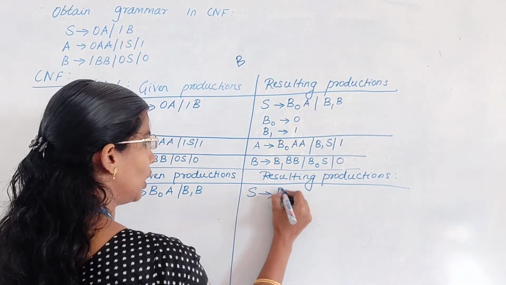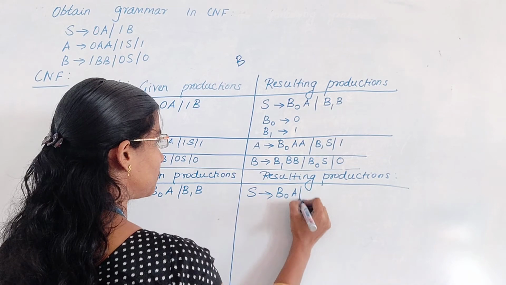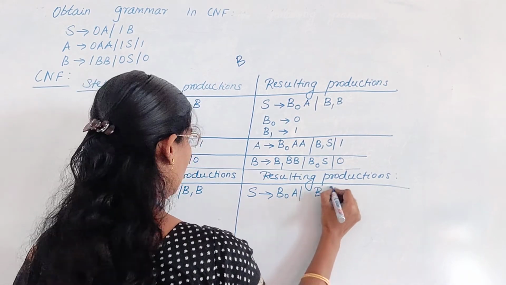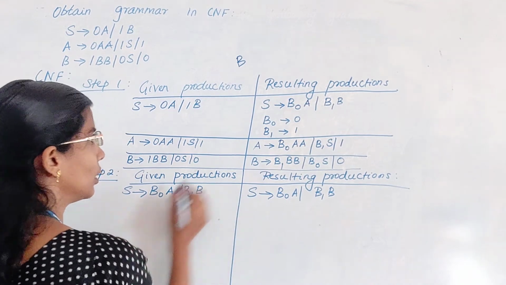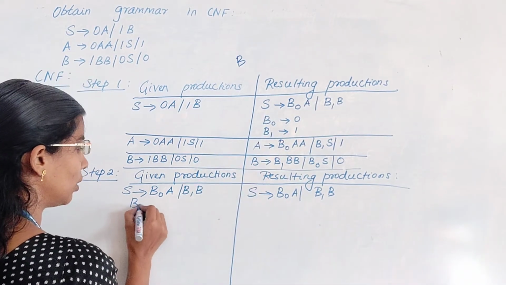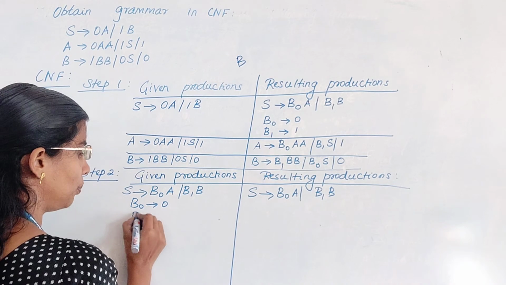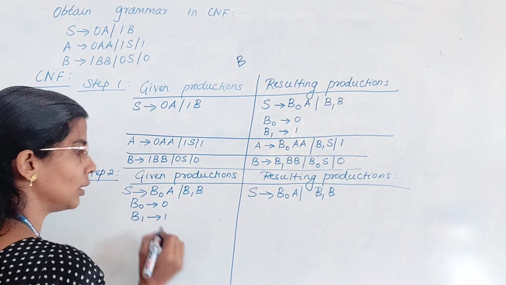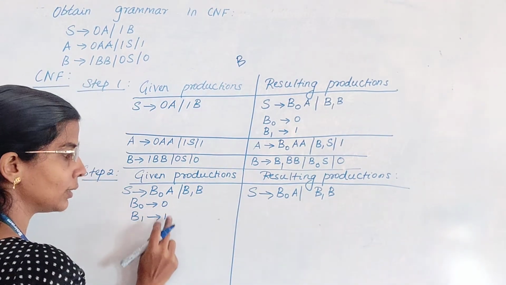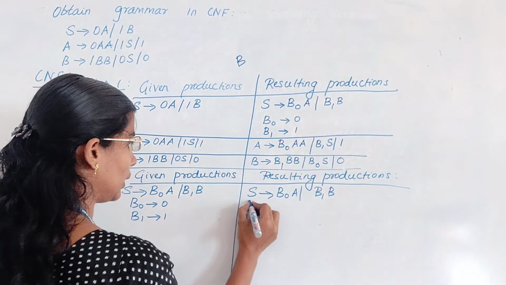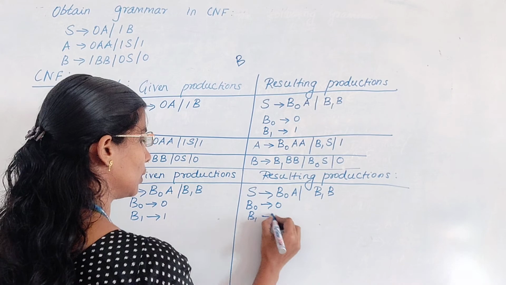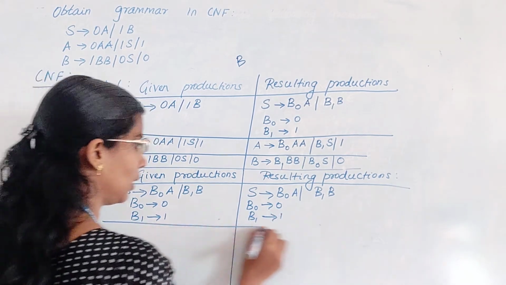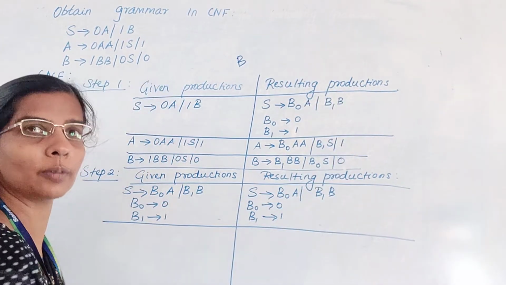S tends to B naught A B1 B. What about these productions? We'll write that also. B naught 0, B1 1. So again it is a single terminal. This is also in the correct form. So I will write as it is. First row is over.